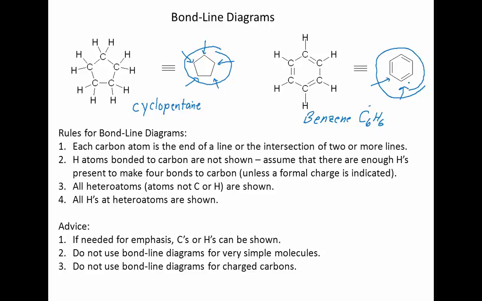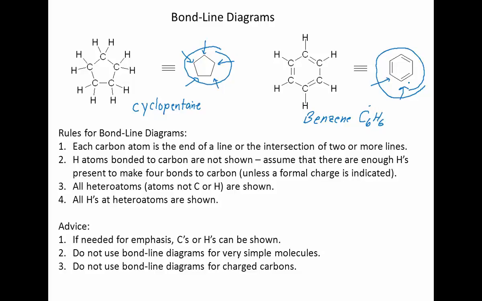Okay, we have to show all heteroatoms. Heteroatom means that it's an atom that's not carbon or hydrogen, but in most cases the heteroatoms are nitrogen and oxygen and the elements underneath them. Any hydrogens that are bonded to a heteroatom have to be shown.